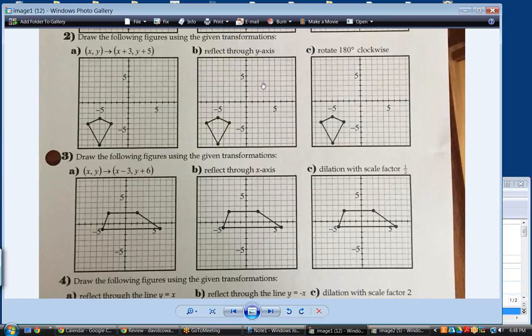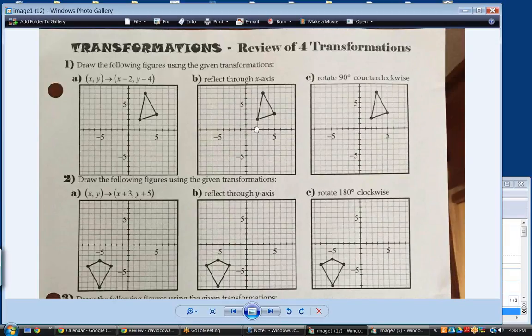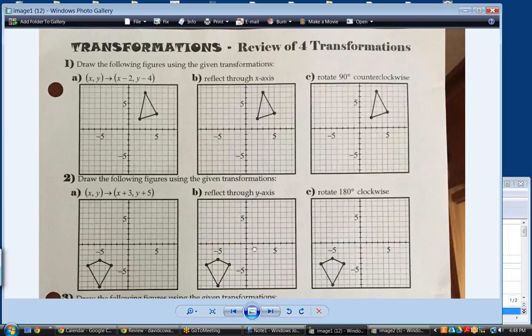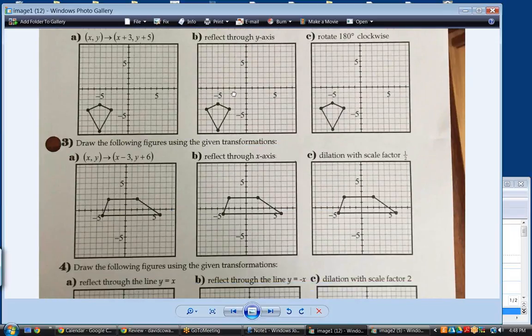So a reflection over the y-axis, you change the sign on the x-coordinate. This problem up here, a reflection over the x-axis, we change the sign on the y-coordinate. You always change the sign on the other variable that you're reflecting about. Okay.